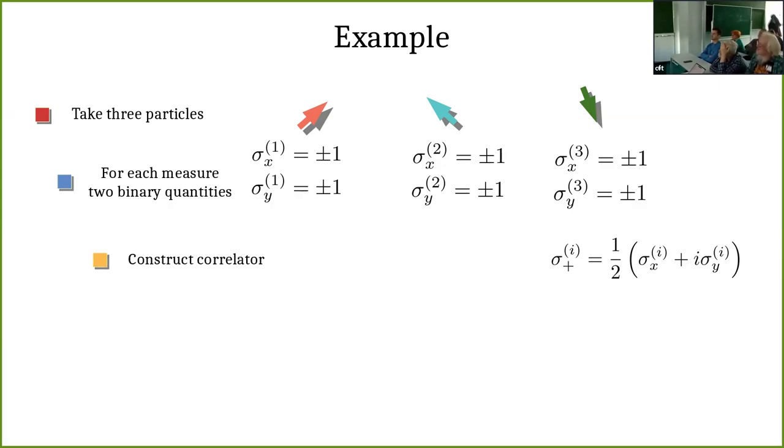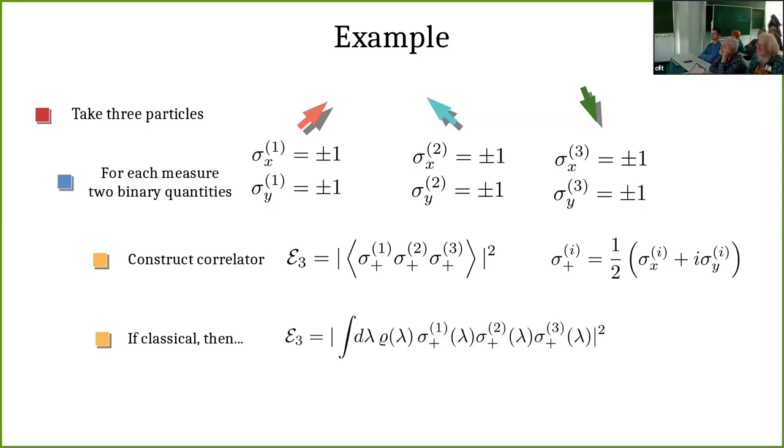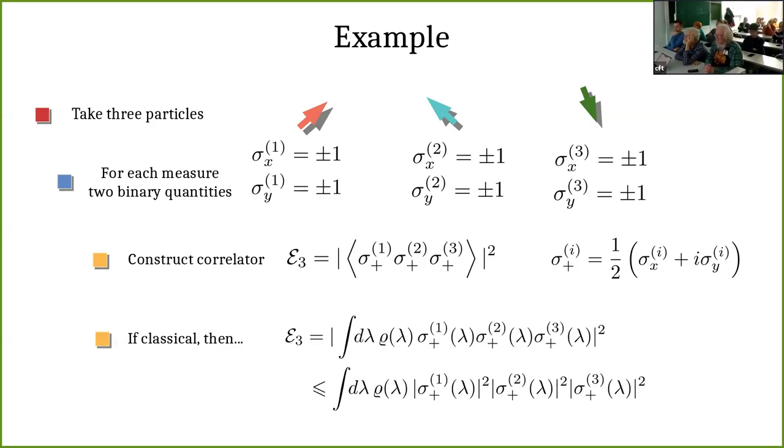So now the question is, once you have the system, how to construct a correlator to test all this stuff that I told you? And the idea is the following. You take the sigma plus you constructed for the first part, sigma plus for the second and for the third. You multiply them, average, and take the modulus. And if this object is classical, in the sense that it is consistent with local realism, then you can write it this way. The modulus square is here to kill these i's which are present here. And inside, this leaves this expression for the average, just as previously. And you can use the Cauchy-Schwarz inequality for complex integrals. So an integral, the complex integral modulus square is smaller or equal than the integral of the modulus square.